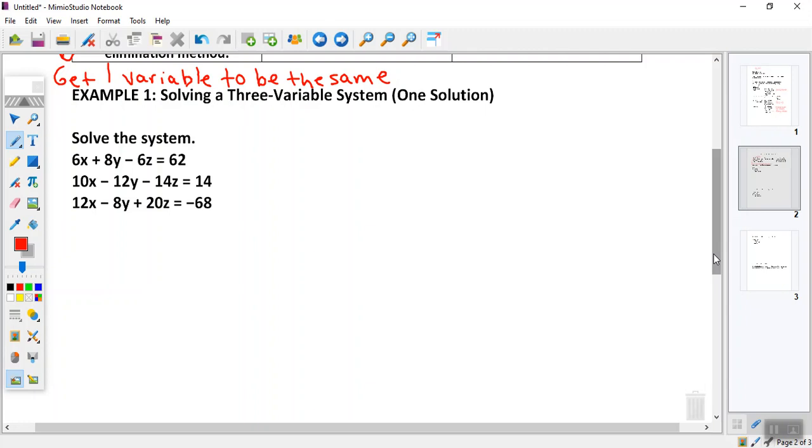Okay, here's what we start by doing. All right? We're going to work with the Y's. I'm going to pick this column right here. Guys, if I know that 8 and 12, 24 is the least common multiple, what would I have to multiply everything up here by to make this 8y a 24y? I'll put a 3 out front here. We're going to multiply that by 3.